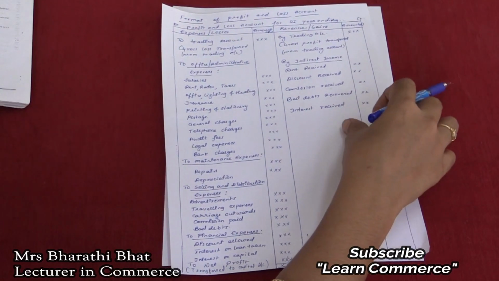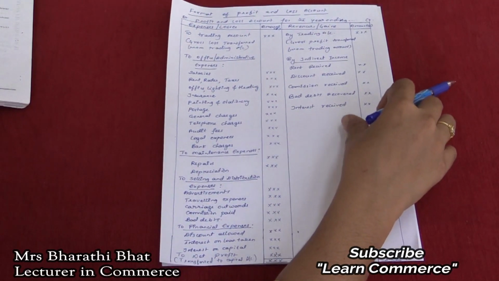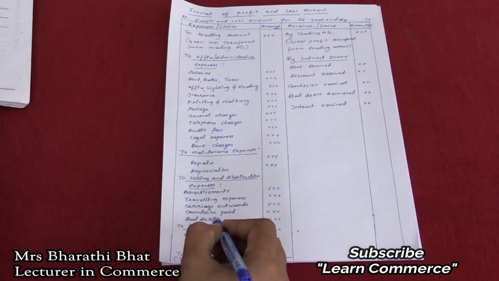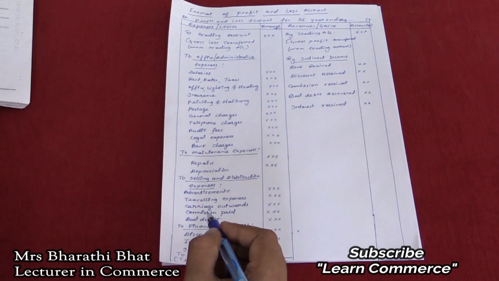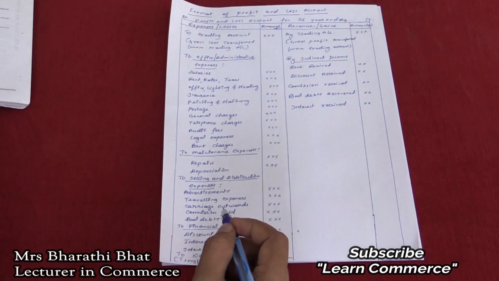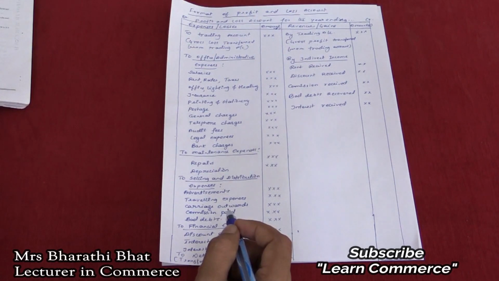Bad debts recovered in the sense what? Bad debts means you gave credit to some entity, but you expected that it will be returned to your organization in the near future. But in the near future you are not able to receive that amount, means that debtor is not able to pay that amount. That is considered as what?